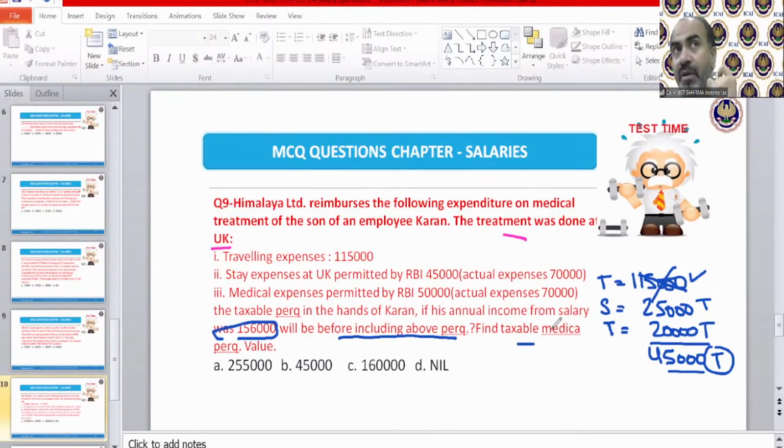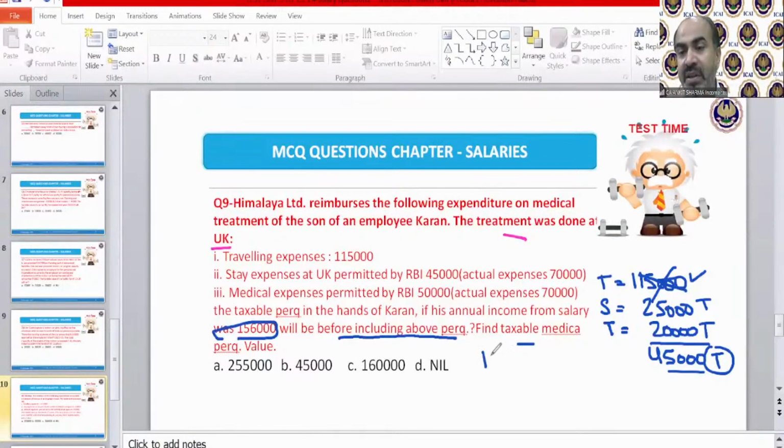Because in the case of a person having treatment outside India, if GTI is up to 2 lakh rupees, then it's okay. The taxable value must be 45,000. But if the gross salary and GTI exceed 2 lakh, then in that case, traveling expenses are also going to be taxable. So now in this situation, we need to find out our GTI.